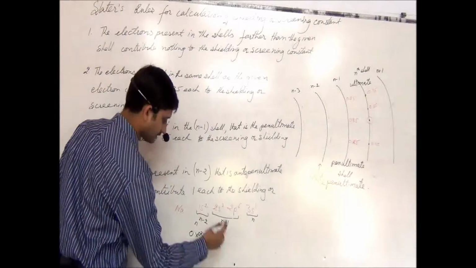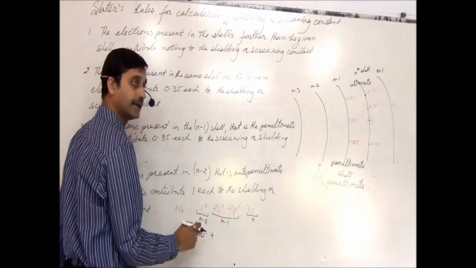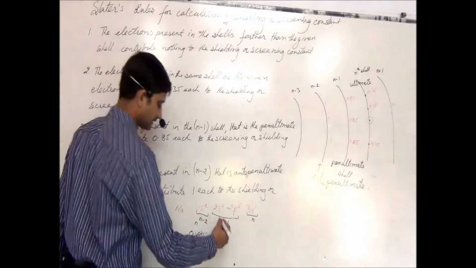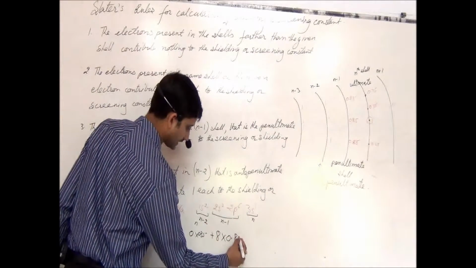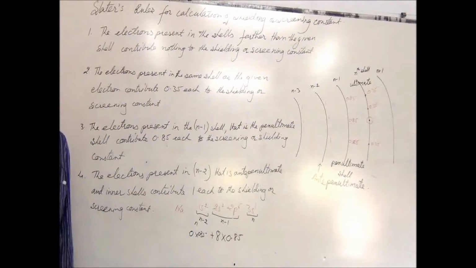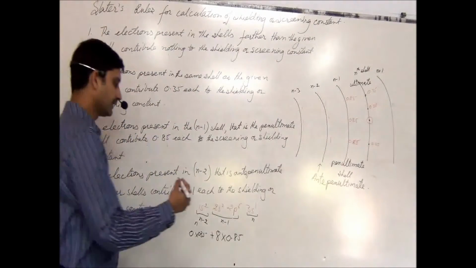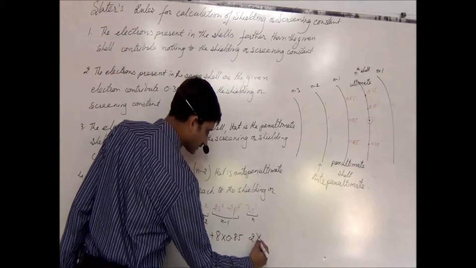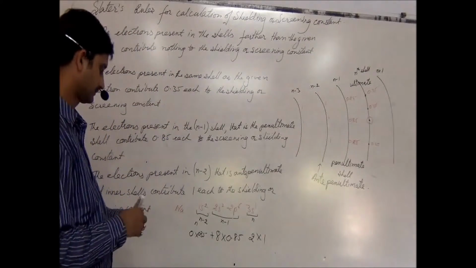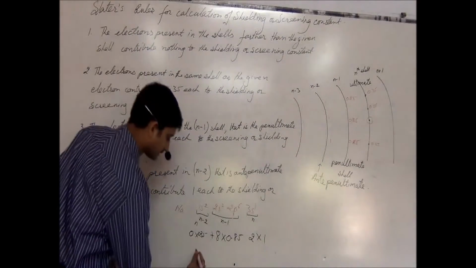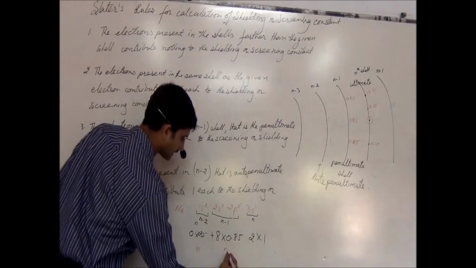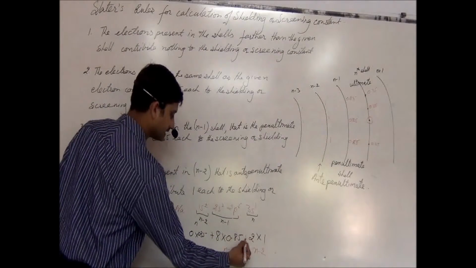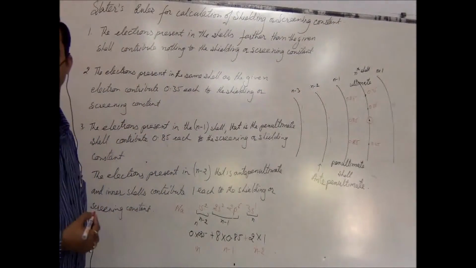Next, here we have 2 plus 6, 8 electrons. So n minus 1 has 8 electrons into 0.85. Okay? And then I have n minus 2. This is going to be 2 electrons into 1. So this is the nth, this is the n minus 1, this is the n minus 2. We simply add these 3.